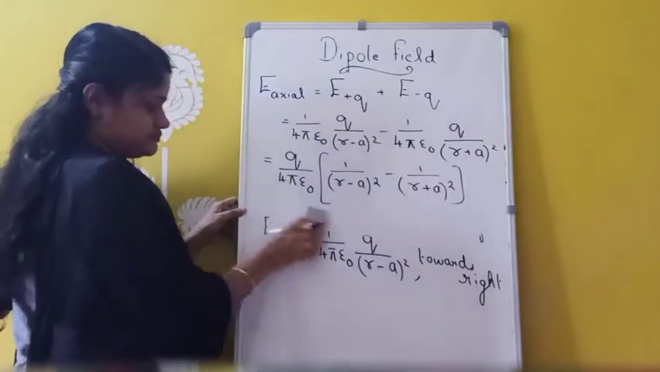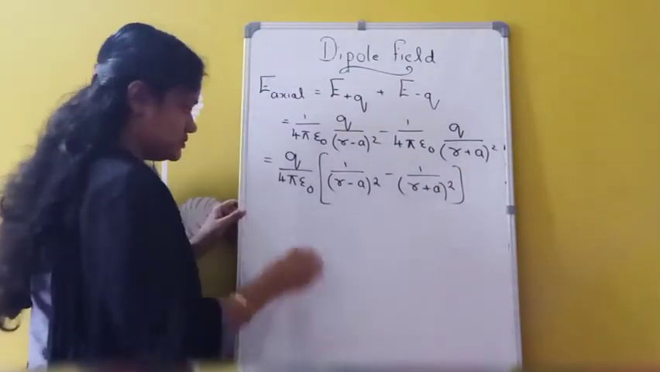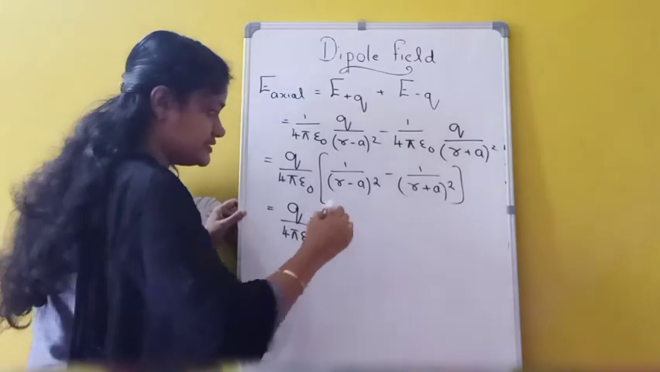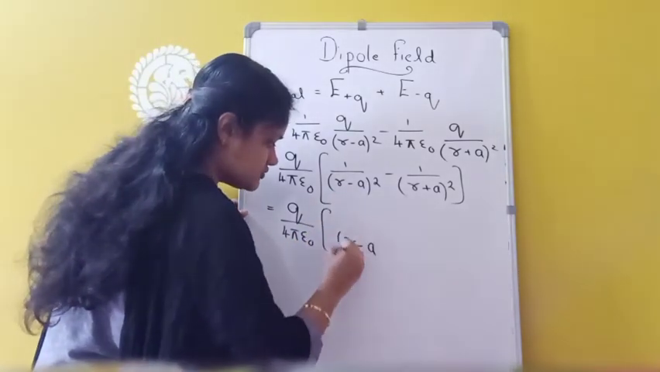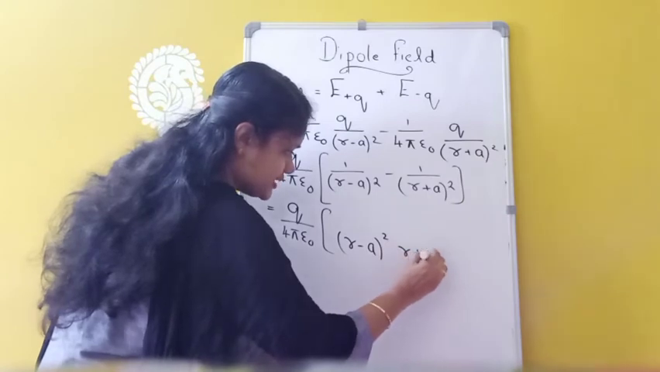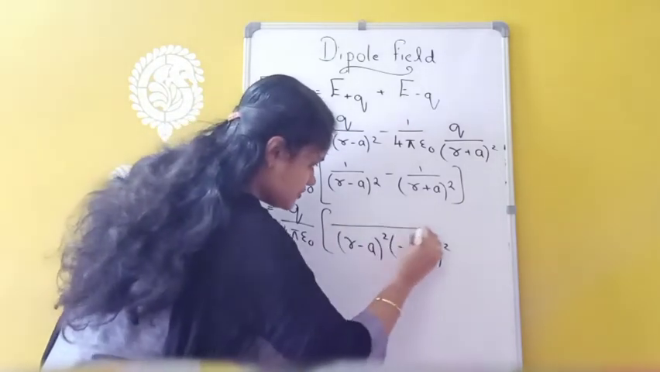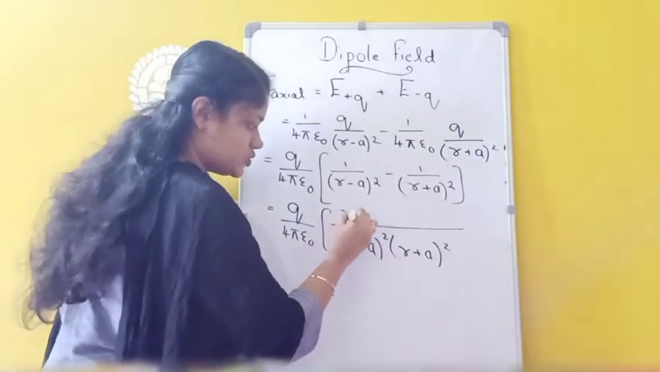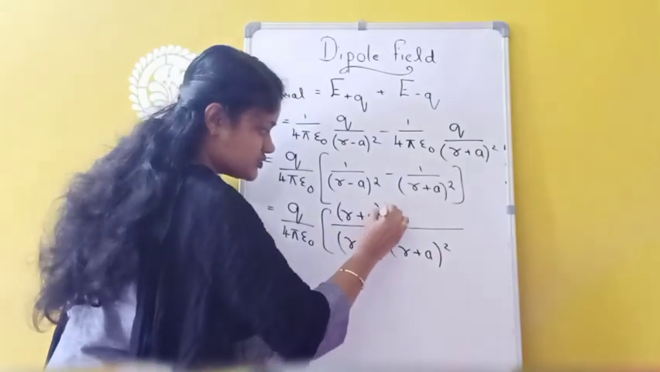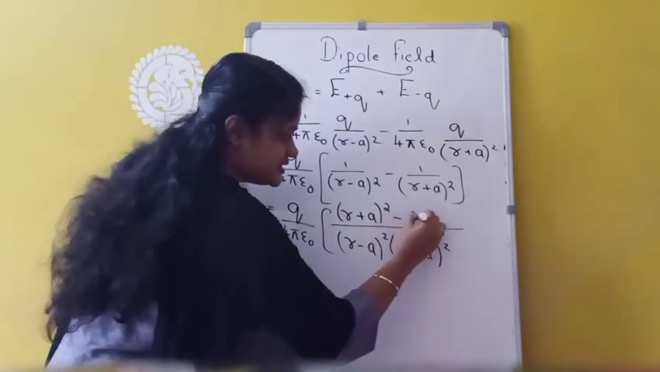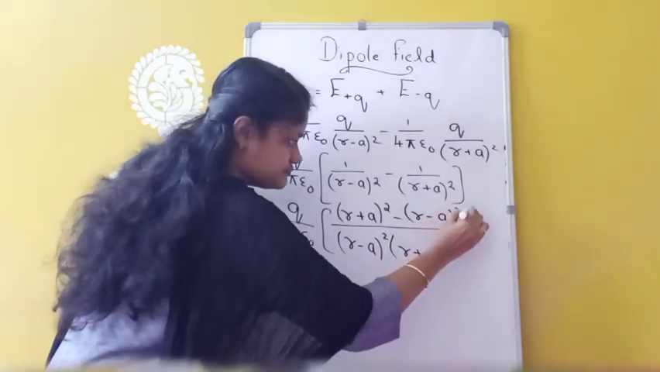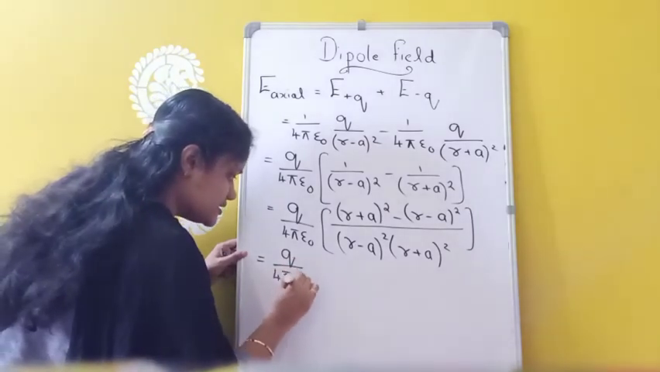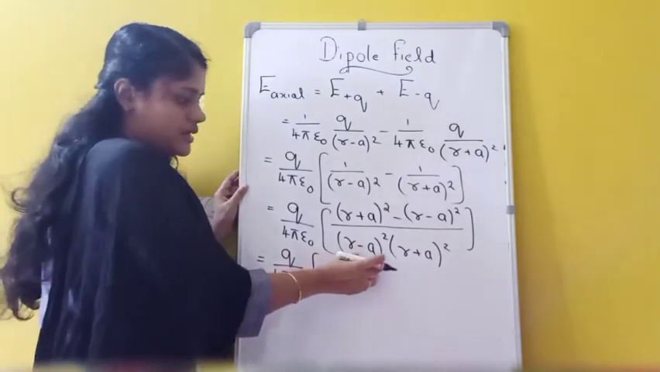Now taking LCM. So equals Q by 4 pi epsilon 0. Taking LCM here, (R minus A) the whole square into (R plus A) the whole square. Dividing by (R minus A) the whole square we will get (R plus A) the whole square, so I can write it here. Minus, here I will be getting (R minus A) the whole square. Simply taking LCM, that is equivalent to Q divided by 4 pi epsilon 0 into, so this is (R plus A) into (R minus A).